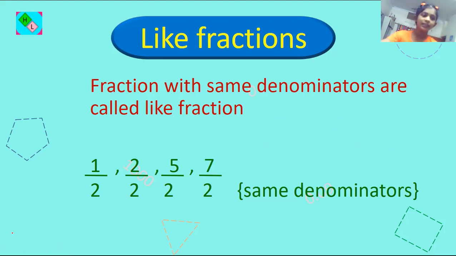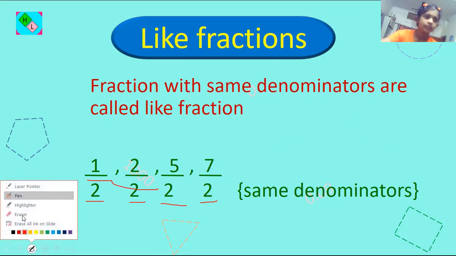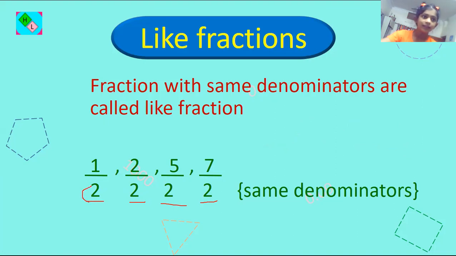So here the example is given as 1/2, 2/2, 5/2, and 7/2. See, all have the same denominators. These are called denominators. So these all are the same denominators. That means this is a like fraction. When their denominators are the same, then they are called like fractions.